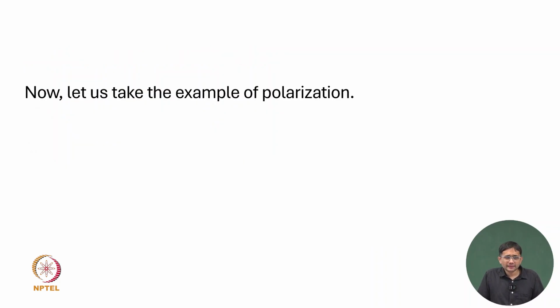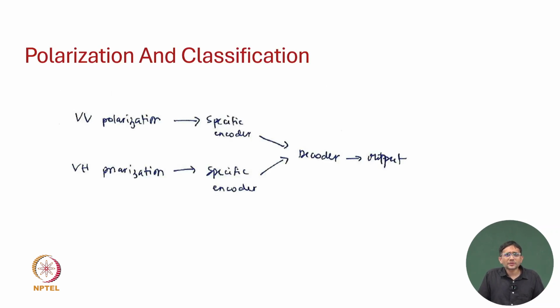Let us also take another interesting use case, the example of polarization, which is also very important in the case of SAR images. Think about, let's say, you have VV and VH polarization, and you have a specific encoder for the VV polarization and a specific encoder for the VH polarization. You take the features obtained from these two encoders, you concatenate them or combine them in some way, and you feed them to a decoder, and then the decoder produces the output.